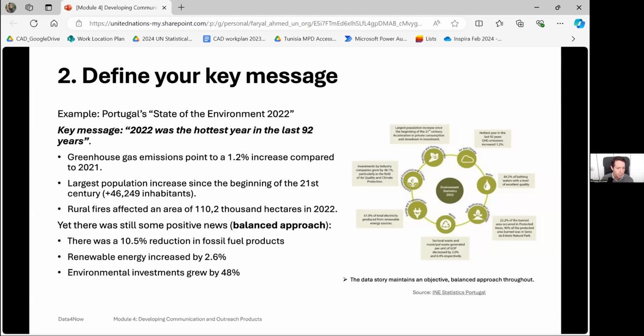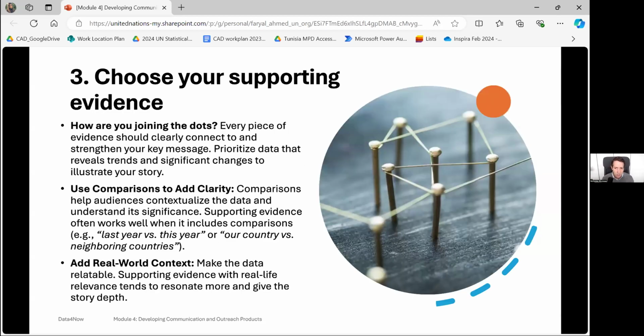So the next slide is really finding what is the supporting evidence that allows your audience to understand the context. This allows you to strengthen your message and show the different data trends and different data points, and it allows you to clarify the key message that you made and give some context.